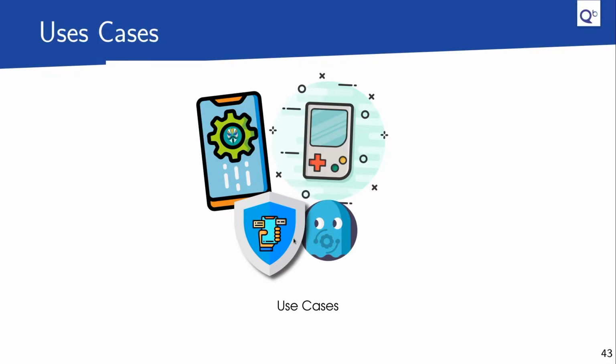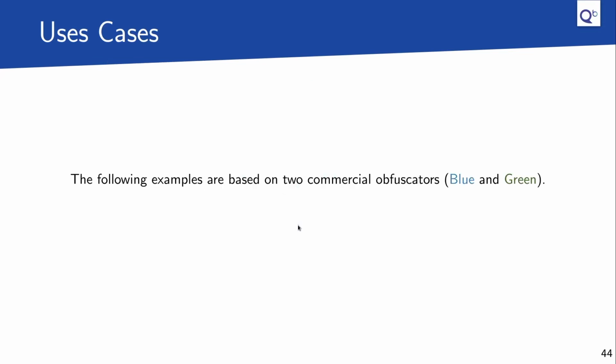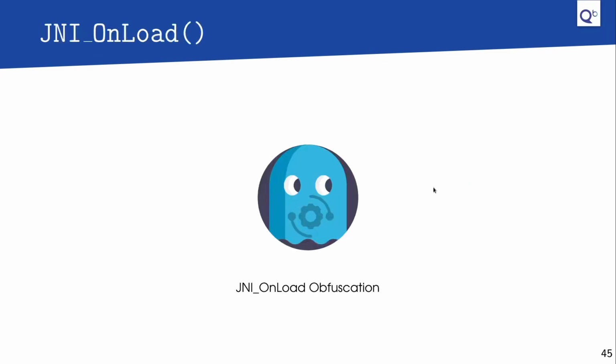Now I'll go through a real use case and some examples of using QBDI on Android applications. For this example, I took two obfuscators, which are blue and green. The first example will be about JNI onload.